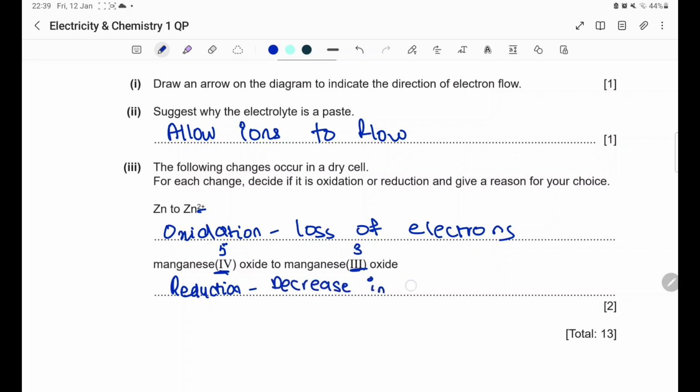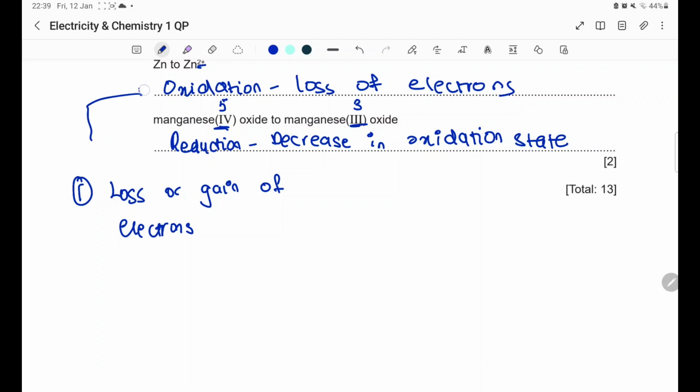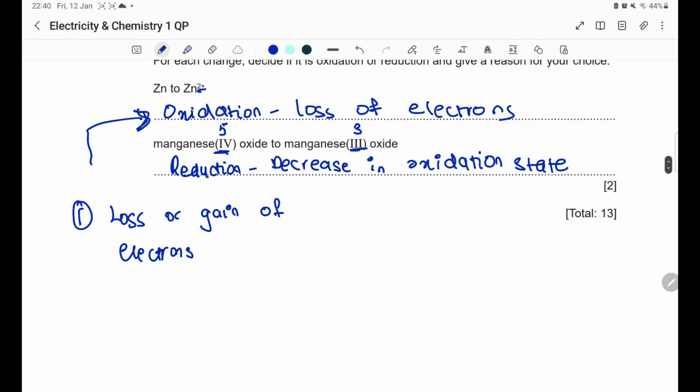So there are 3 ways to determine oxidation and reduction. Your first is loss or gain of electrons. This you saw over here. You can see that the loss of electrons is happening here. Therefore, it is oxidation. I'm just going to write OIL RIG over here. Oxidation is loss of electrons, reduction is gain of electrons.